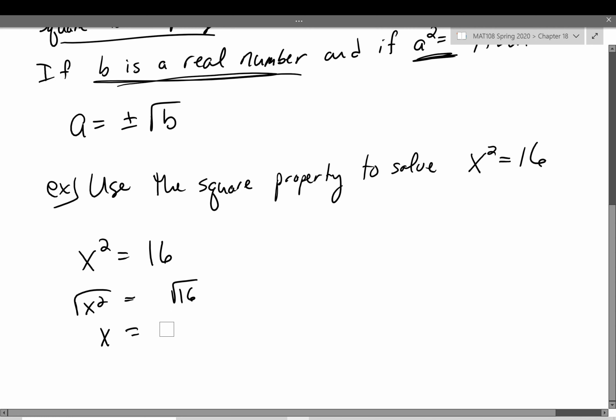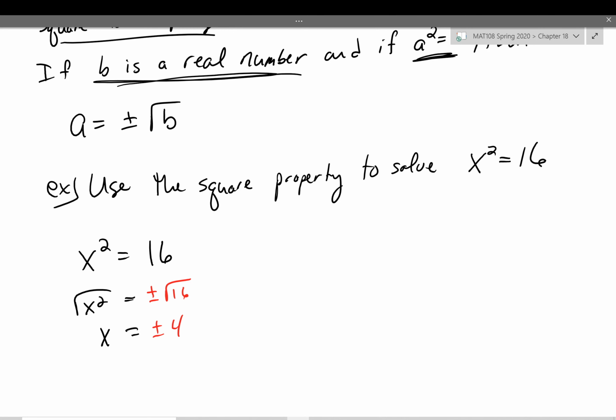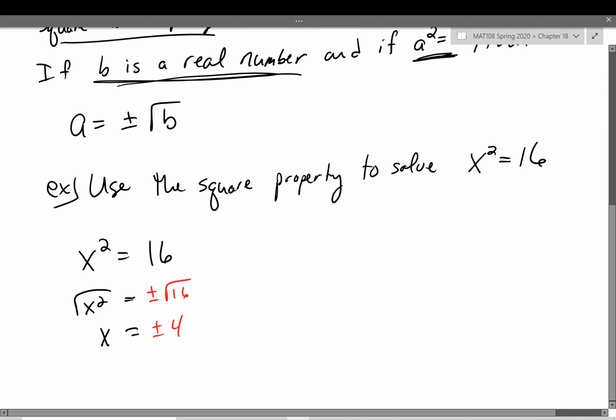We need to apply this square root property in a very, very responsible manner. We have to add that plus or minus on the right-hand side of the equation. Now, some of you may be asking yourself, well, why do we have to add the plus or minus? Here's why. You remember, and I think it was back in chapter 15 or 16.